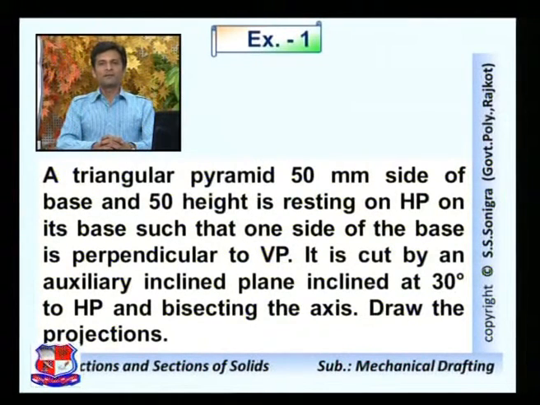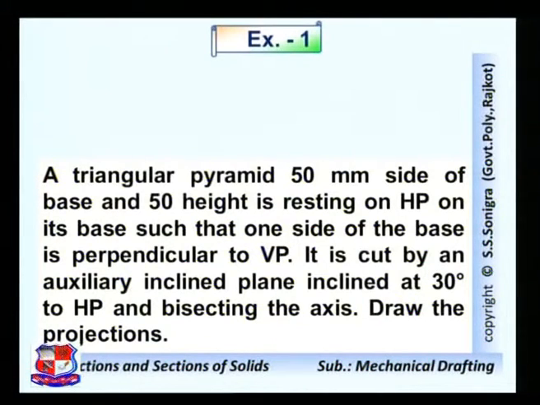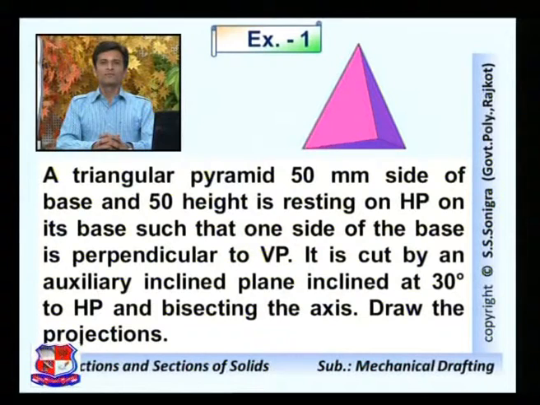A triangular pyramid, 50 mm side of base and 50 mm height, is resting on HP on its base such that one side of the base is perpendicular to the vertical plane. It is cut by an auxiliary inclined plane inclined at 30 degrees to HP and bisecting the axis. Draw the projections of the solid. This is a triangular pyramid as represented over here.